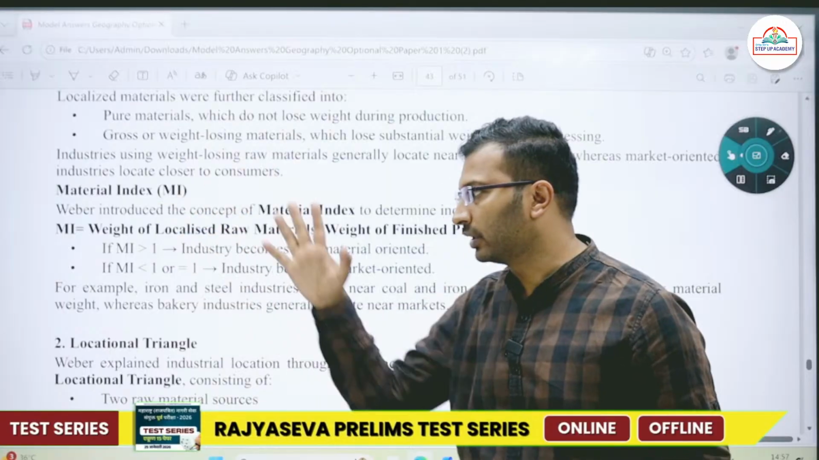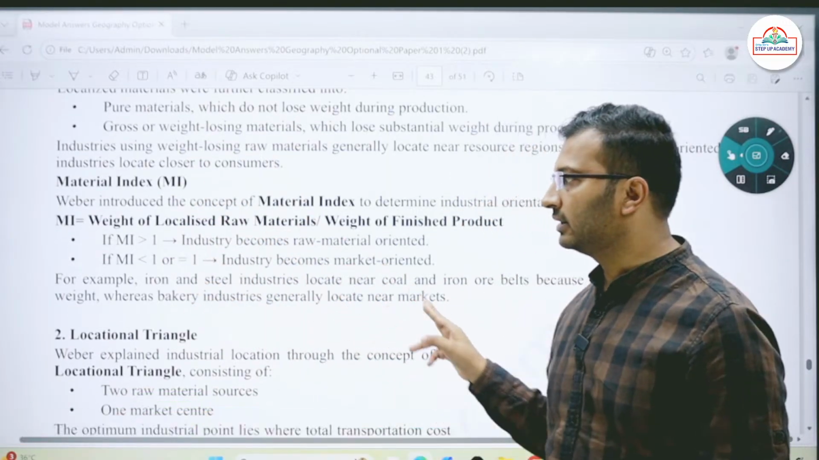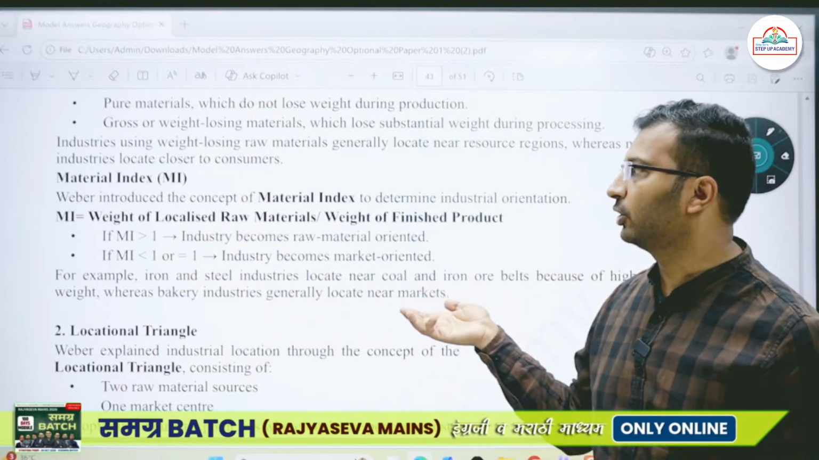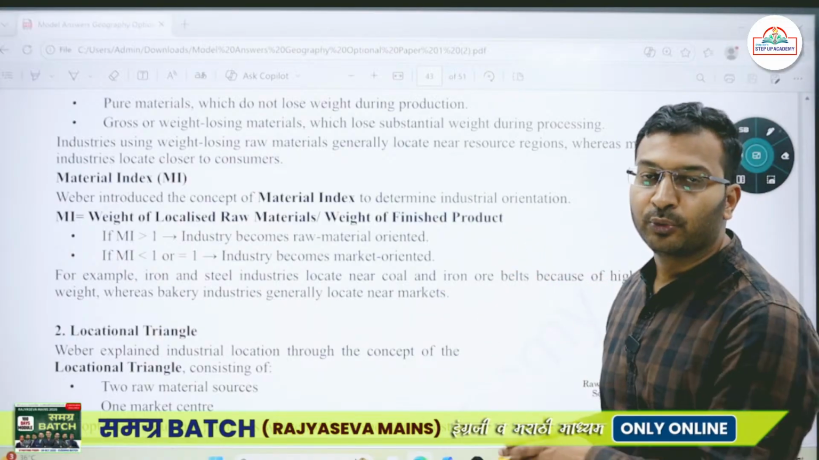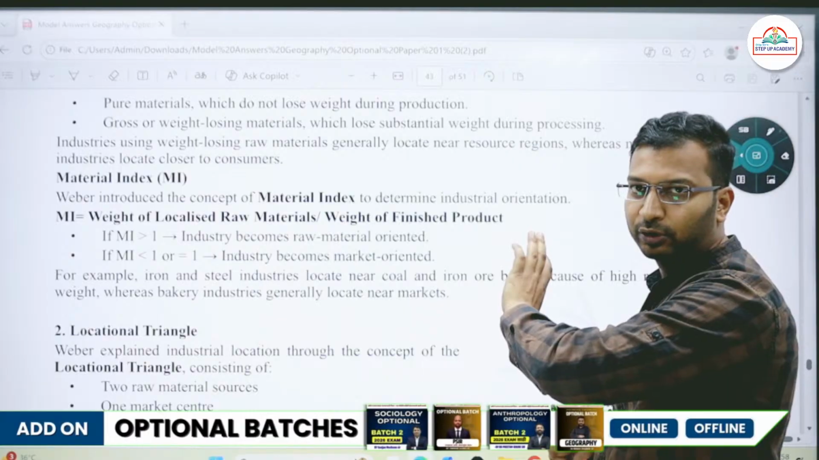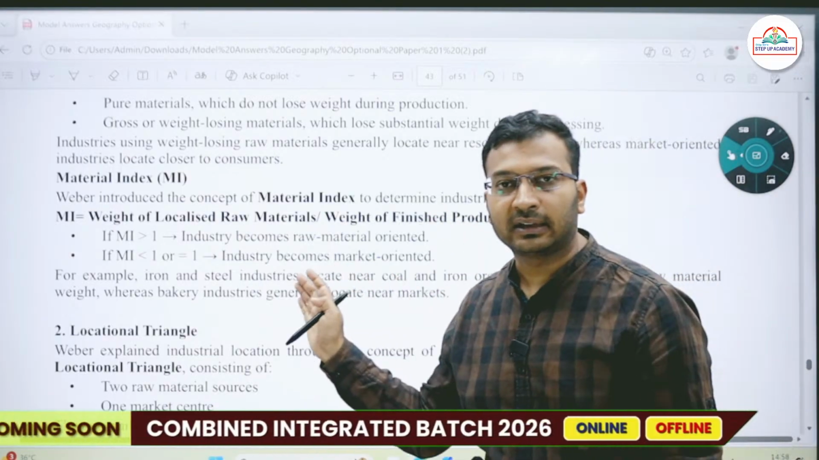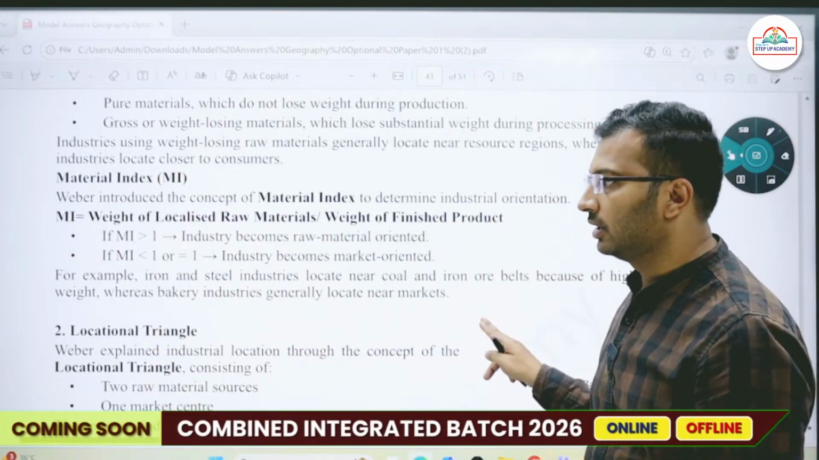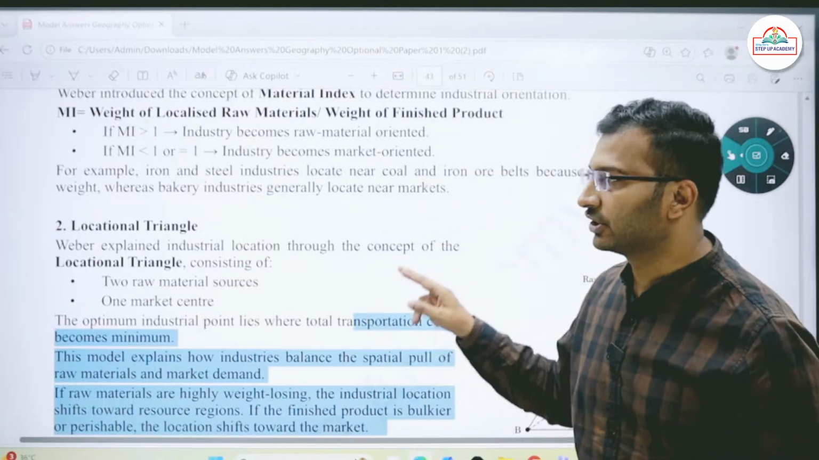For example, the sugarcane industry. If the material index is less than or equal to 1, in that case the industry becomes market oriented, because the weight of the finished product is more. He talked about only distance and weight of the good. So if the weight of the finished product is more, then the industry will be located towards the market. To explain this, he also talked about the concept of the locational triangle.